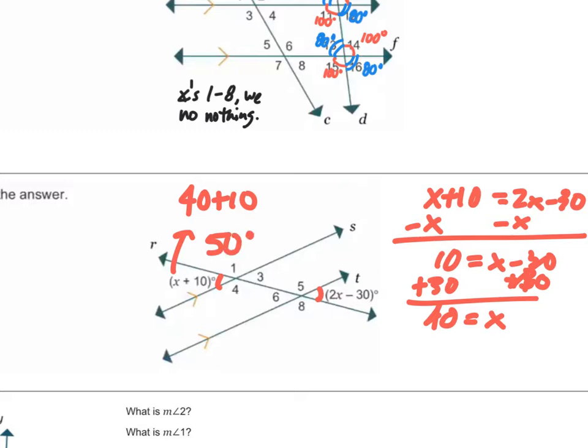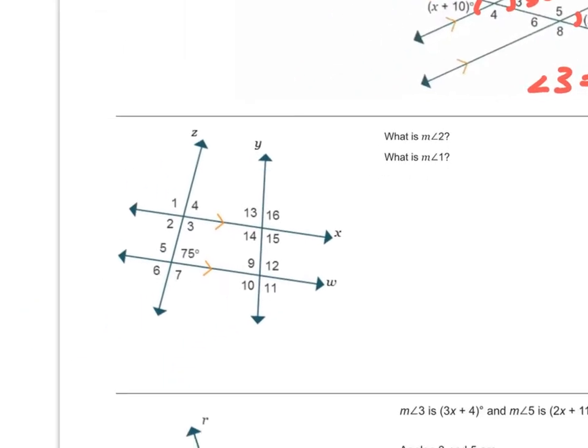If this is 50 degrees, then I know that this is also congruent to angle 3. So we can conclude that angle 3 is also equal to 50 degrees. If this is 50 degrees, this is 50 degrees as well. All right, let's take a look at another one.